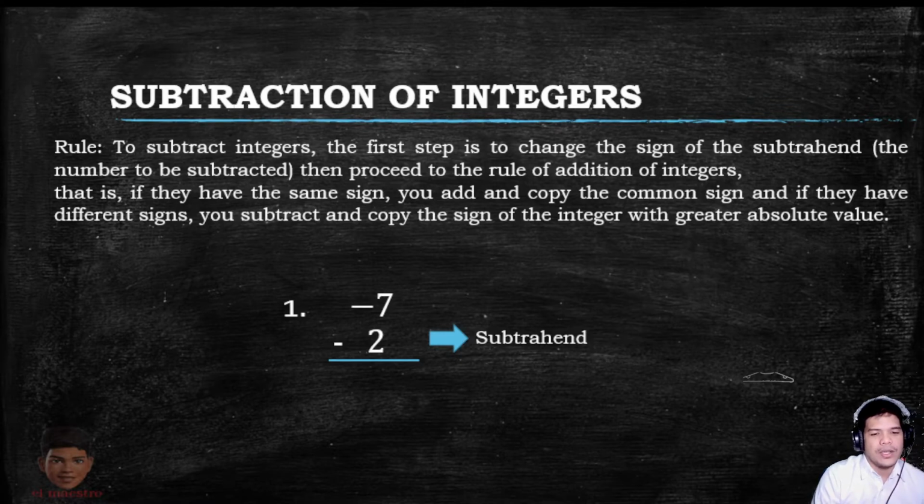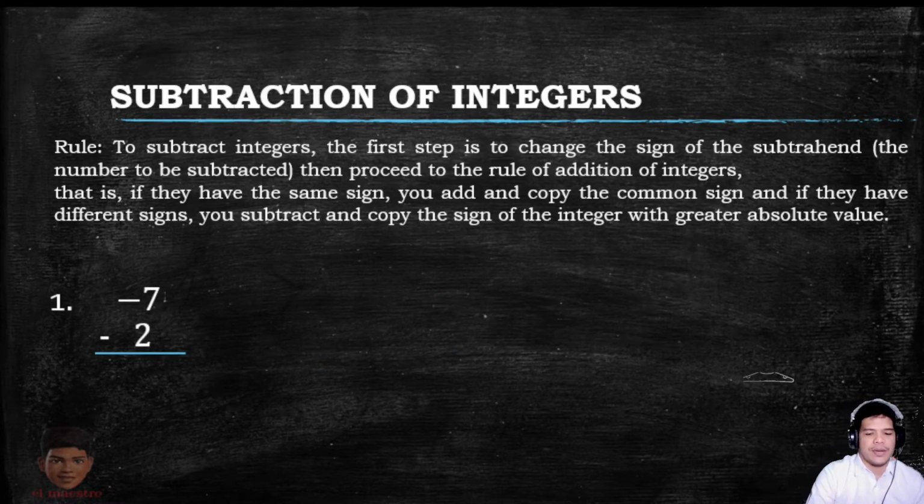Okay, yung number na ima-minus natin. Okay, subtrahend. Yung ima-minus natin. And yung pagkukunan natin, okay, is what you call the minuend. Okay? So, this is the kaibahan ng dalawa. Okay?